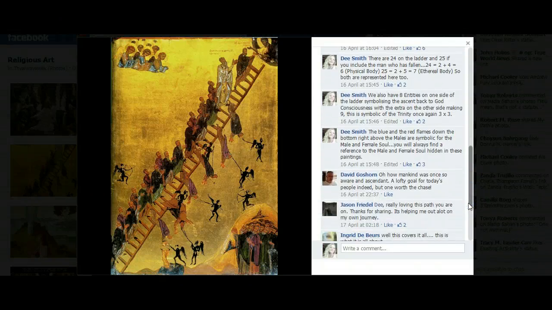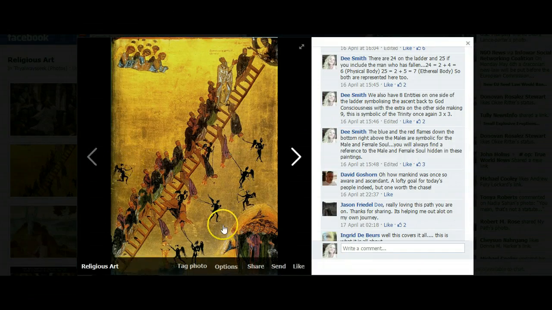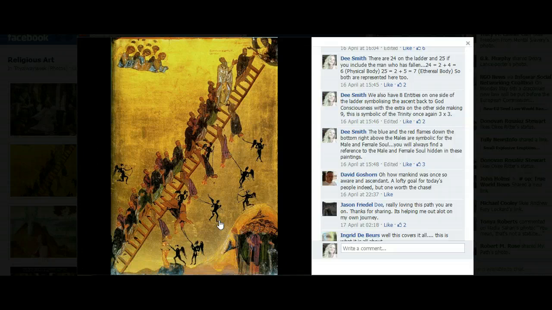So we have 8 entities on one side of the ladder, which is symbolizing the immortal soul, the ascent back to God consciousness, the infinite God energy. Now, if you take into account the other entity on this side, it brings it to 9. Now, when the twin souls have reunited back together with God consciousness, that is when the 8 becomes the 9. So they have now become divine. And this is where we see what the number 9 is symbolizing.